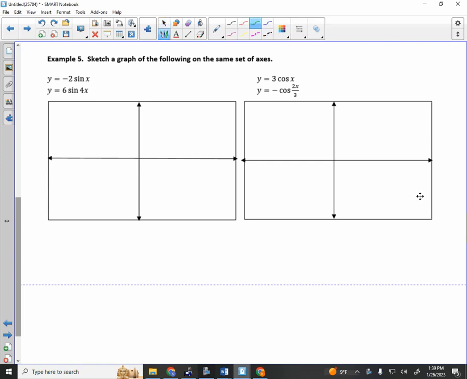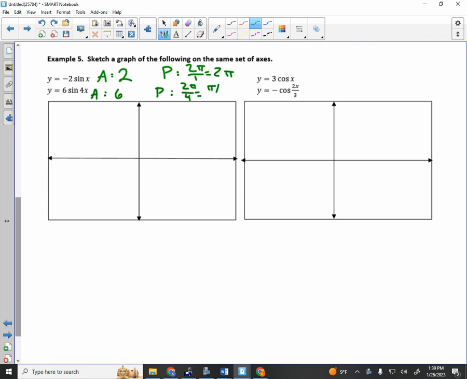Here we go. Do you remember what the amplitude is for this first graph? Positive 2. Always write the positive. It's always positive. And the period is going to be 2 pi divided by 1, which is 2 pi. It's 2 pi divided by the number in front of x. Okay. And then the amplitude for the bottom one is going to be 6, and the period is going to be 2 pi over 4, which is pi over 2.